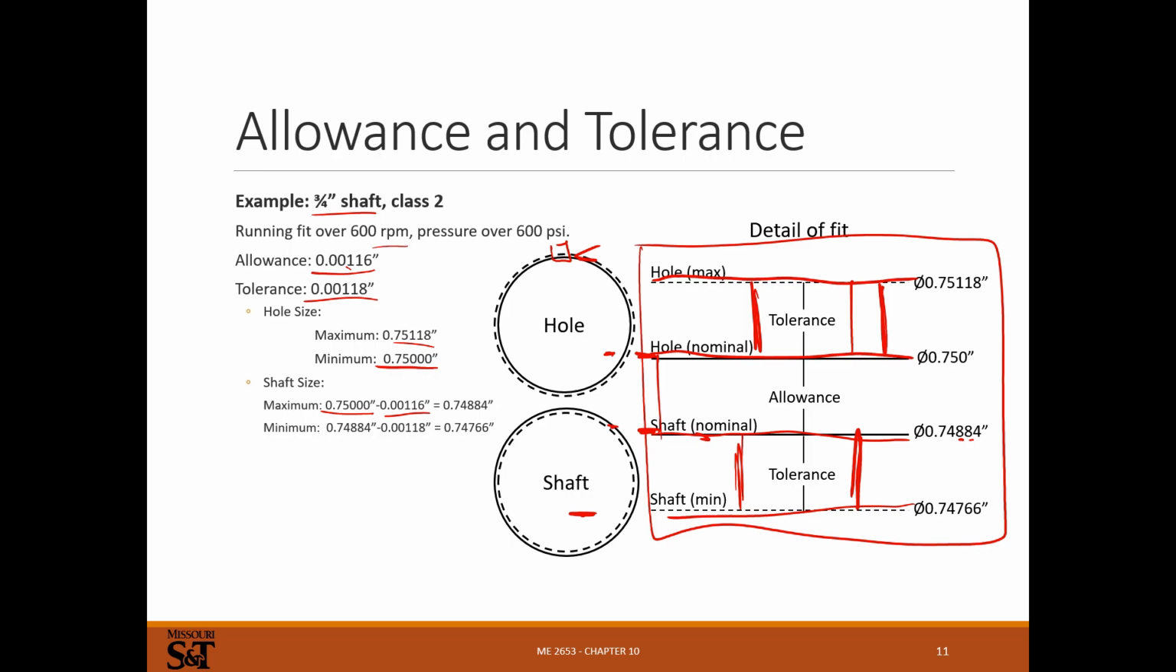If I was manufacturing this as a one-off project for a student design team or something like that, I'm probably going to shoot for 0.7505. I could probably hit that, plus or minus that half thousandth, on a pretty good day on a lathe. And on the shaft, it's going to be kind of 0.748. That's probably what I would try to shoot for on that.